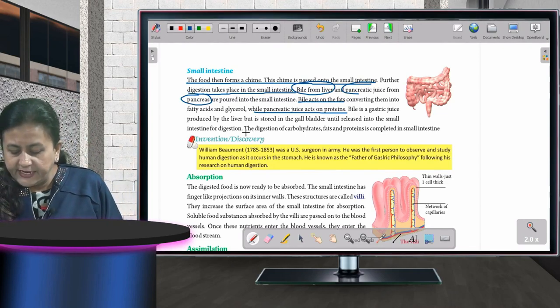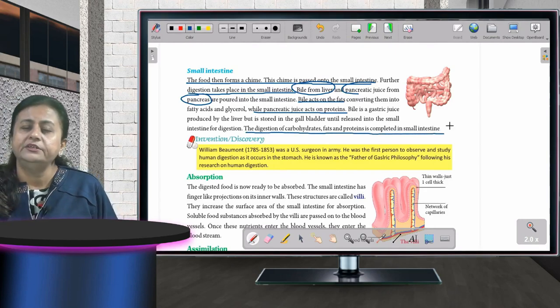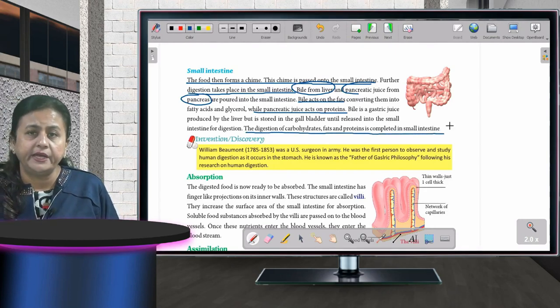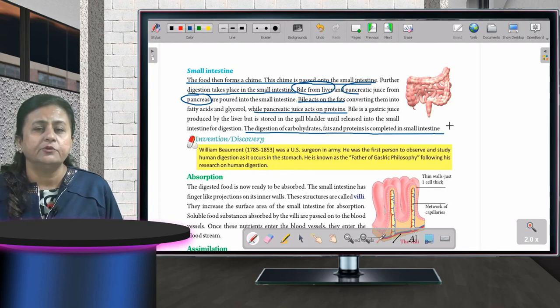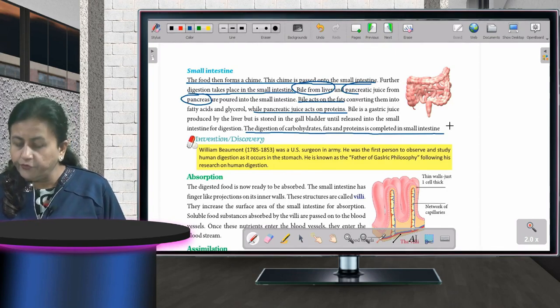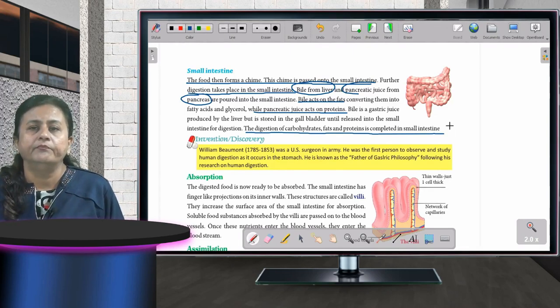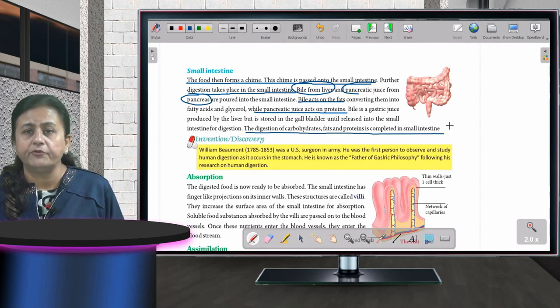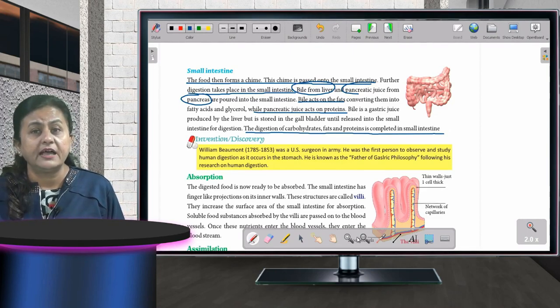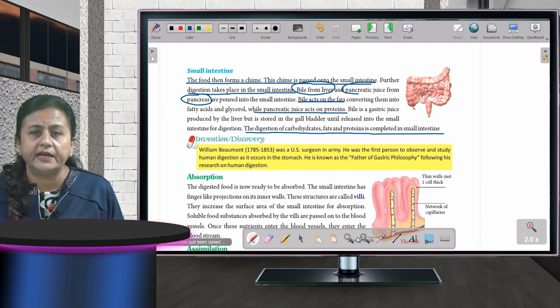Now, the digestion of carbohydrates, fats and proteins is completed in the small intestine, okay. This is very important. All the last processes are carried out in the small intestine. Now, the food has been broken down into simpler form. Now, it is complete. The process of digestion is complete. Now, what has to be done? It has to be absorbed by the body. And who is going to absorb that? Blood. Okay.